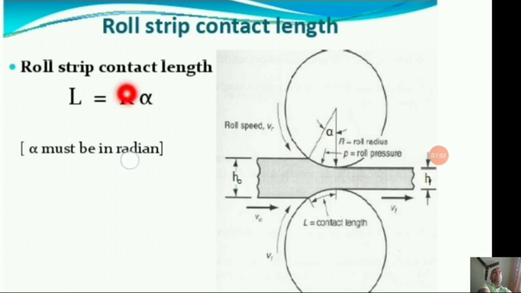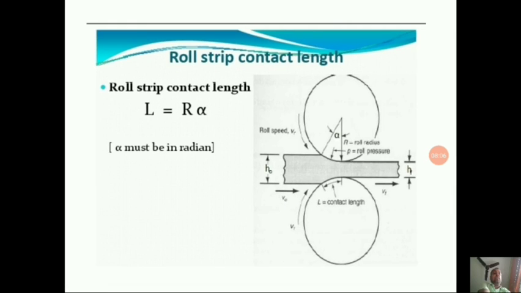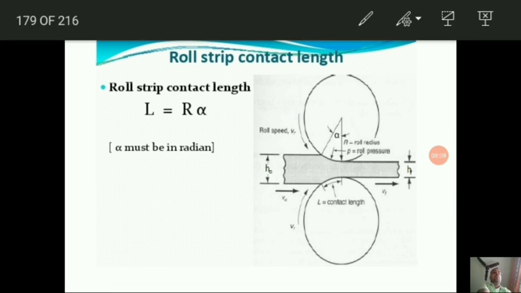Now the formula for roll strip contact length is given as L equal to R into alpha. So L will be R, the radius, into alpha, the bite angle, and alpha should always be in radians. So this is a very important formula for solving numericals. You can take note over here, that is L equal to R into alpha.